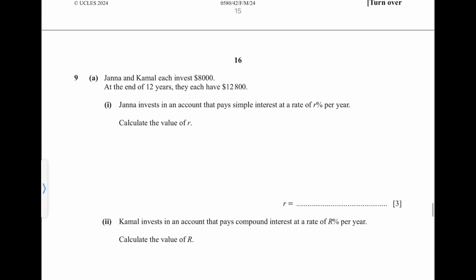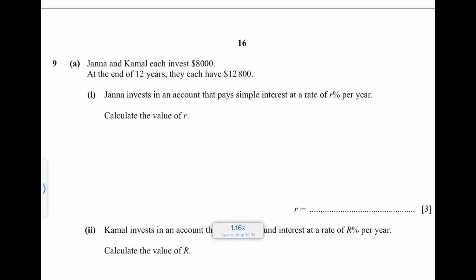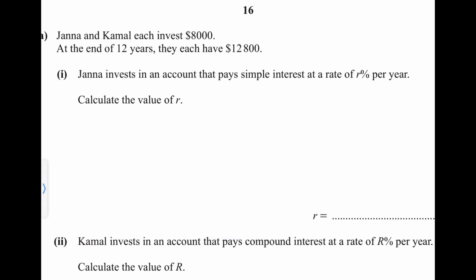Then it says Jana and Kamal each invest $8,000. At the end of 12 years, they have $12,800. So Jana invests in an account that pays a rate of R% per year, simple interest. So calculate the value of R. So first of all, remember that the simple interest formula gives us the interest, not the final value. So it says 12,800. So we have to do final value minus 8,000. That would give us 4,800. So that's the interest she has gotten.